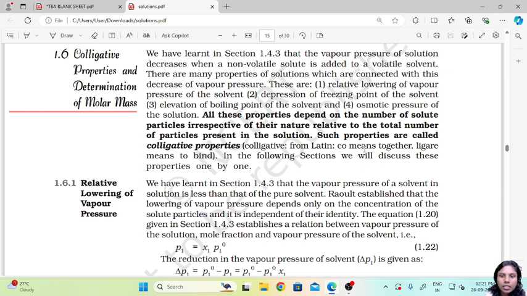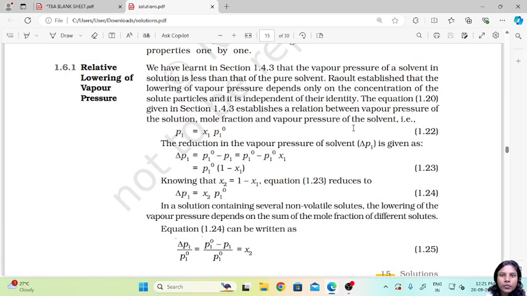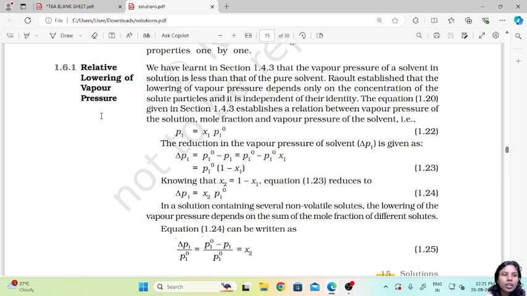Now such properties are called colligative properties. In today's video we will talk about two such properties: one is the relative lowering of the vapor pressure of the solvent, and the other is the elevation of the boiling point of the solvent. So, relative lowering of the vapor pressure.